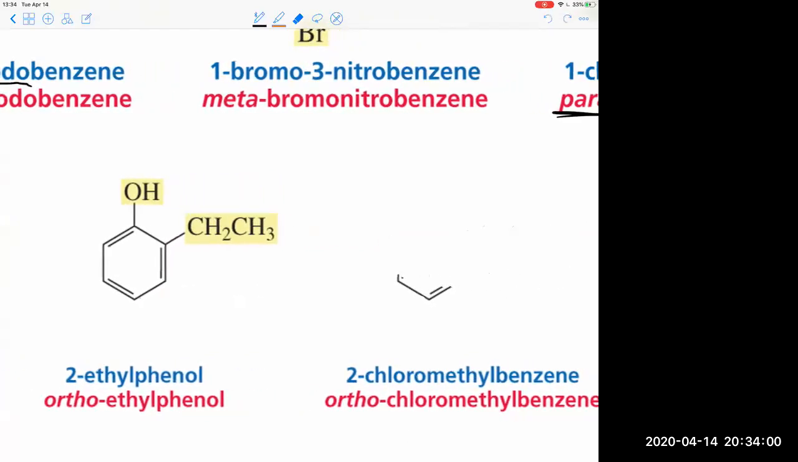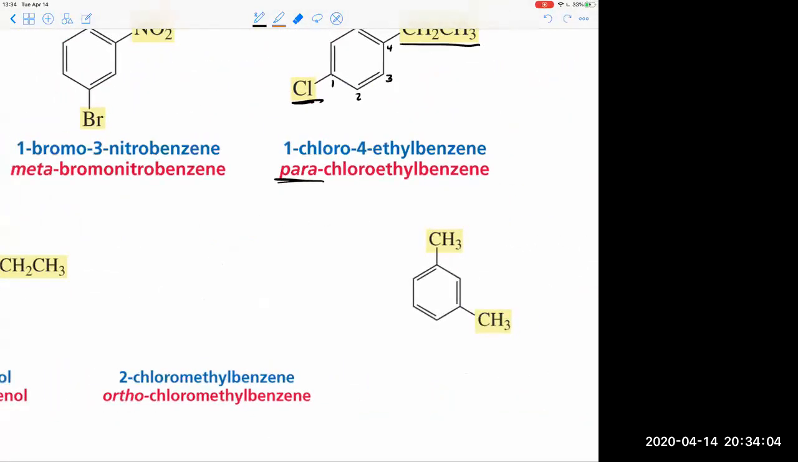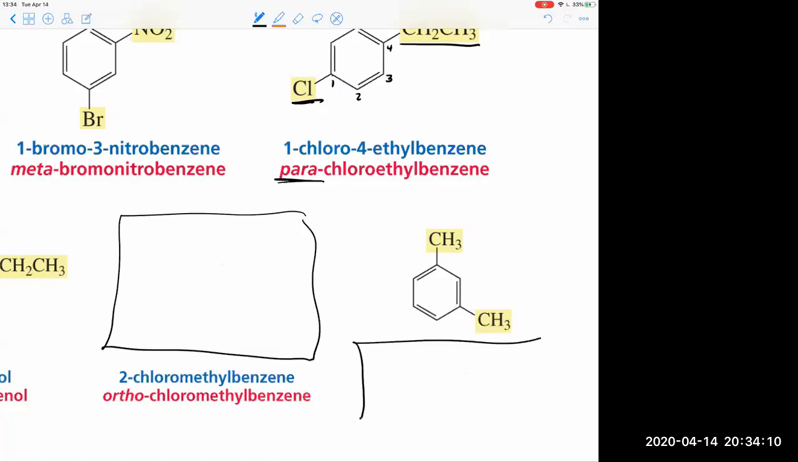All right. So see if you can do these two last examples as well. Give me the structure of 2-chloromethylbenzene. Oh, and actually this is another special case scenario, so I'll do that one with you guys. But take a second and go the other way. Give me the structure of this compound.